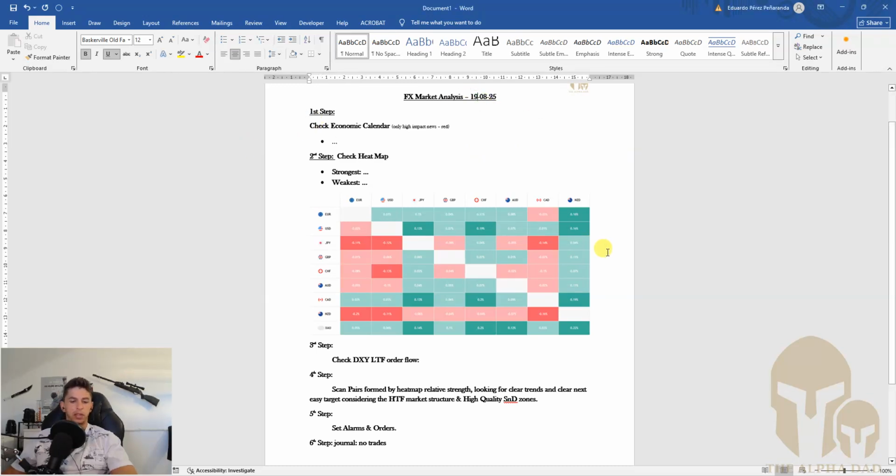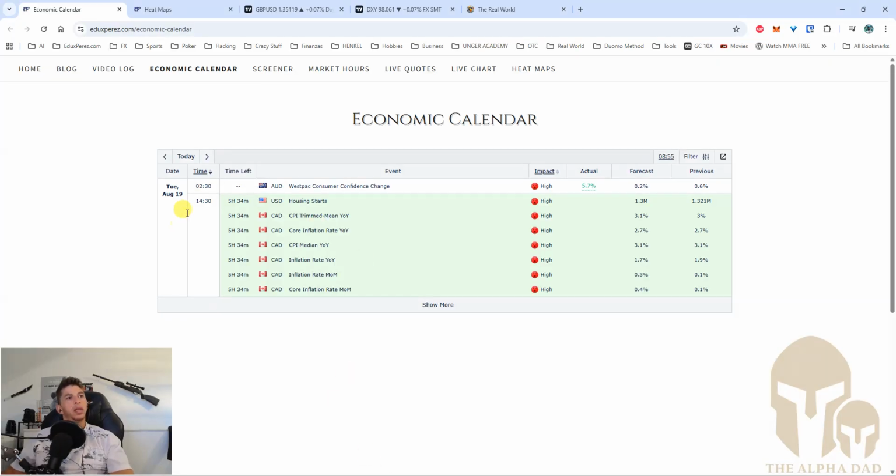We check first the economic calendar and we move from there. So for today, 2:30 p.m. local time for me, it's 9:30 New York, we have housing starts of the USD. And then we have all related to CAD. So those two we're not going to be holding through that time in case we need to trade them during the morning, during London.